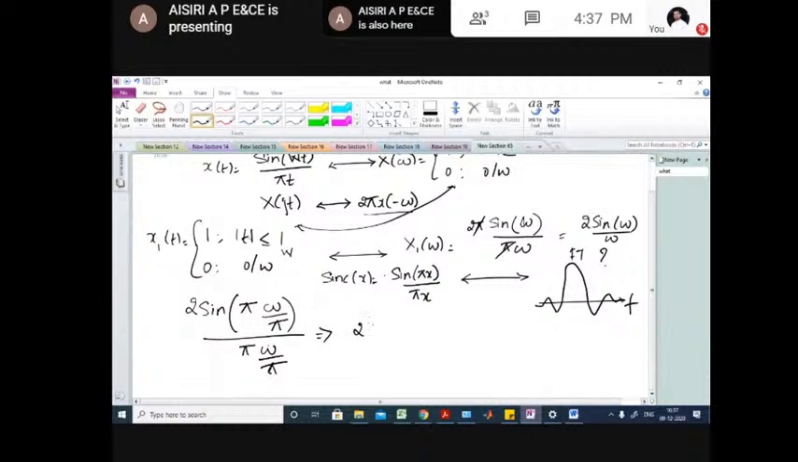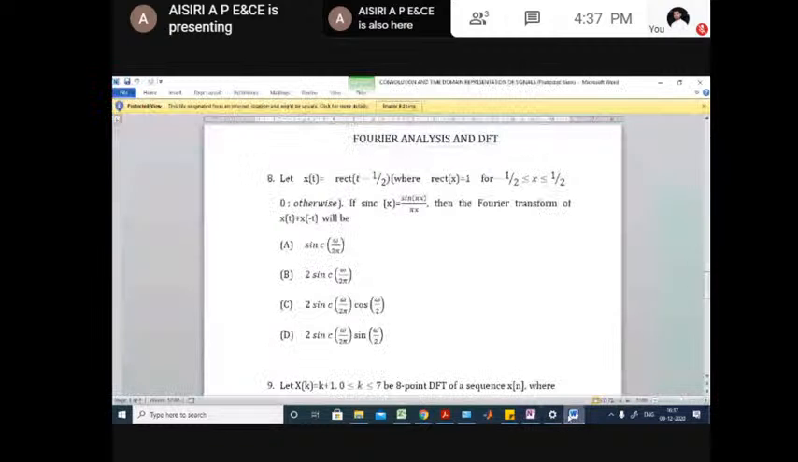So you may write the answer as 2 into sinc of pi omega by pi. You may think, is this the option we have? Again, let us check. 2 sinc of omega by pi, did we get? No, that is not among the options. So again, we have to slightly rearrange this.